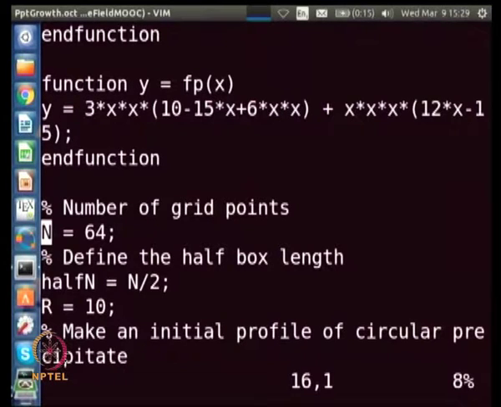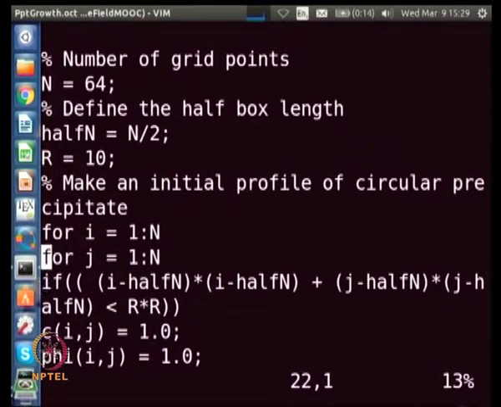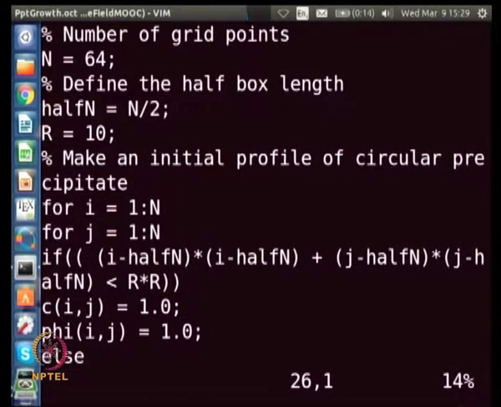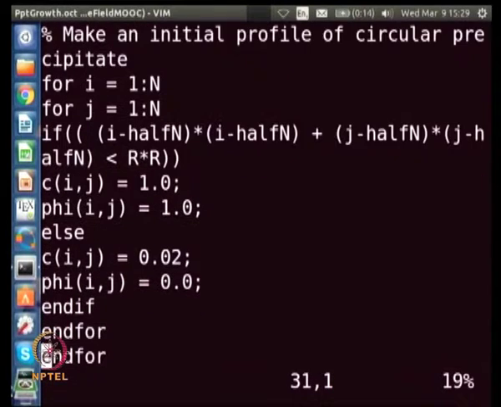I am not distinguishing between nx and ny because I am going to take them to be equal, just to make the code a little bit simpler. So half n is n by 2. I am going to take a circular precipitate of size 10. This is what we did last time. You take for i equal to 1 to n, j equal to 1 to n, i minus half n squared plus j minus half n squared. If it is less than r squared, you take c to be 1, and in this case we also take phi to be 1, and else we take c to be 0.02. That is the far field composition, the supersaturation in which this precipitate is growing, and phi to be 0. So this is the end loop.